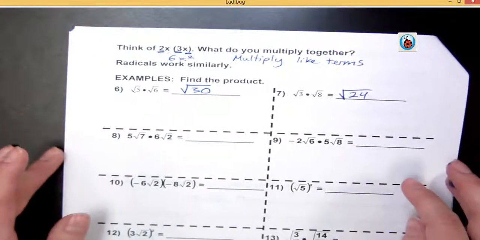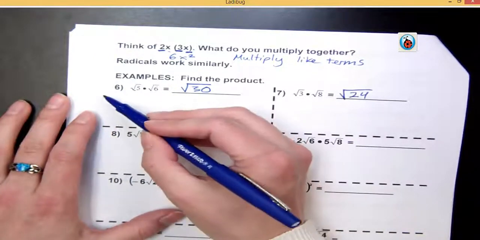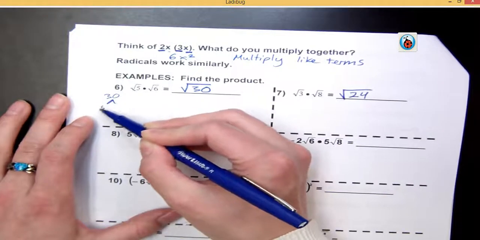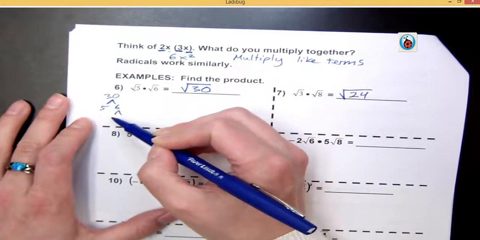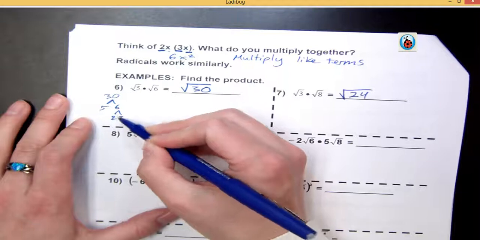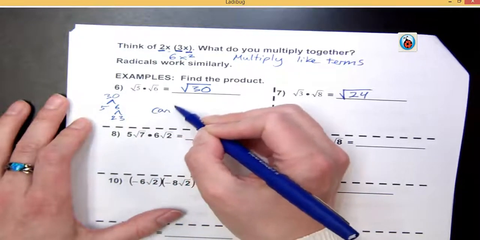Now with both of these, we always have to check, see can they simplify. So 30 just divides down to 5 and 6, like we just multiplied, and then 6 goes to 2 and 3. There's no doubles, so it can't simplify.